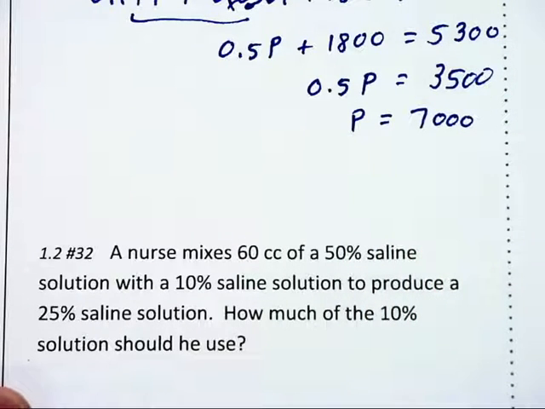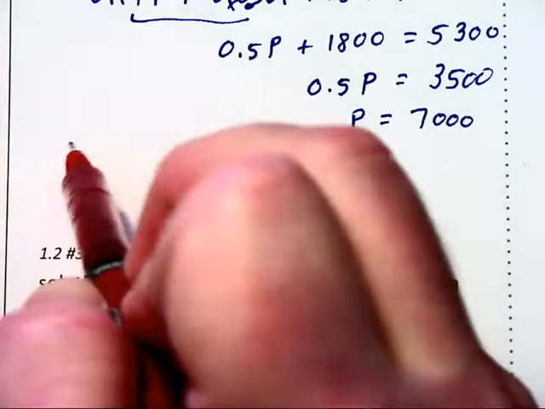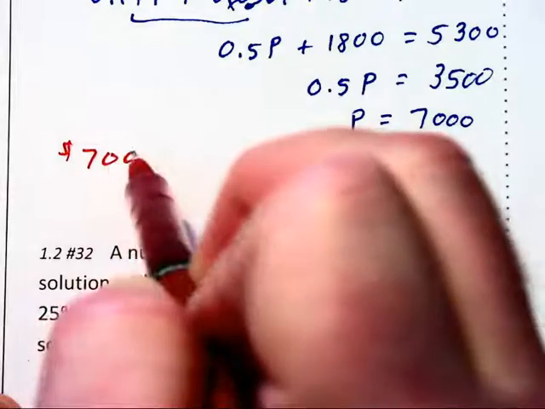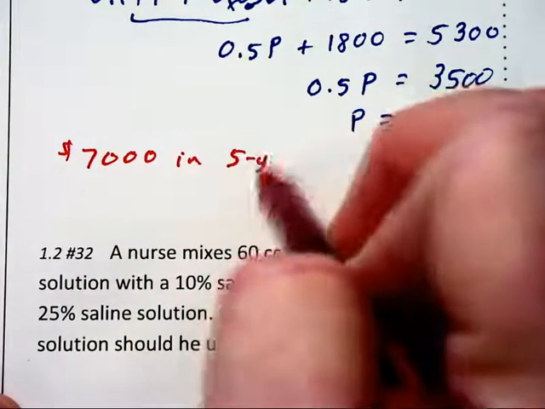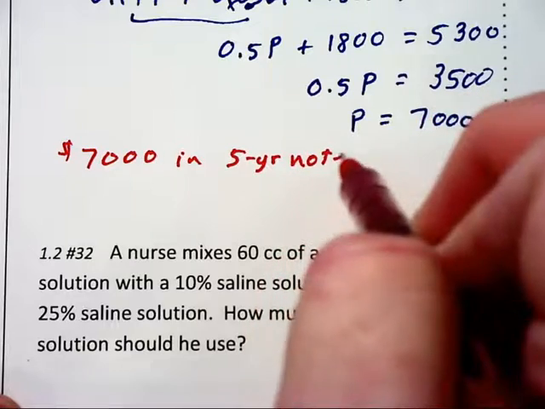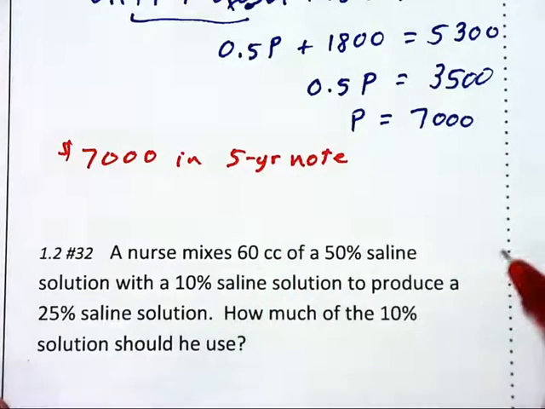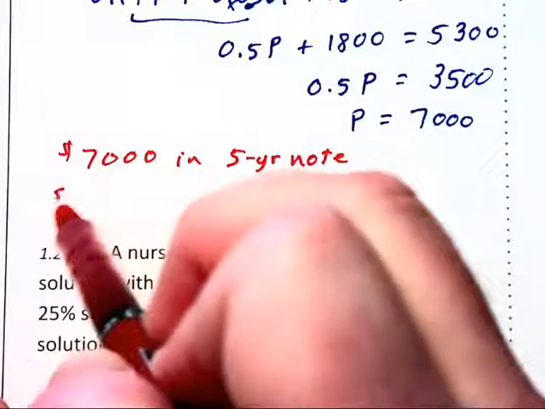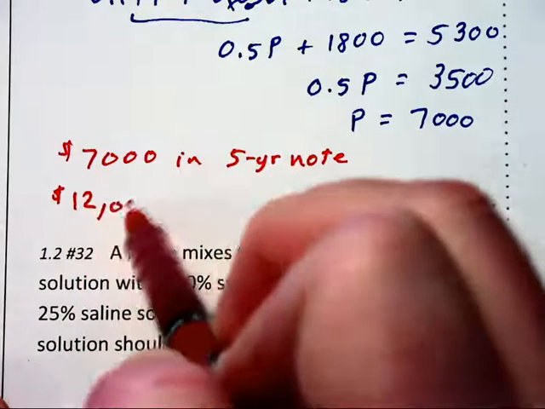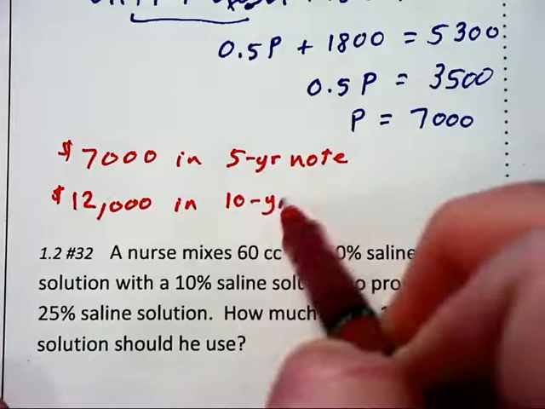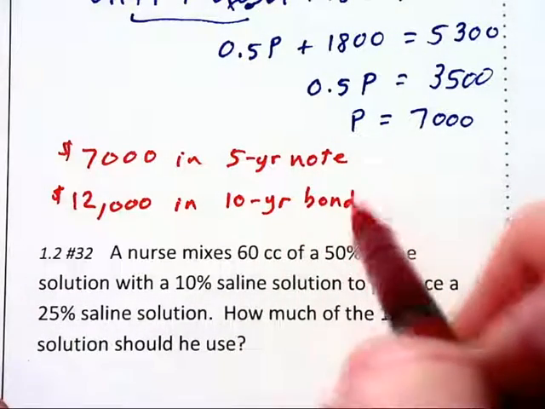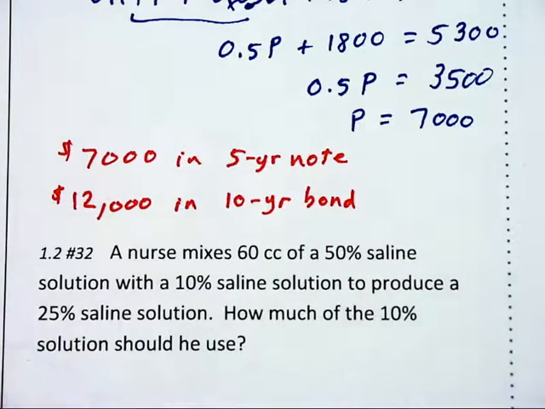We wish to know how much was invested in each account. So $7,000, which was our original P, was invested in the 5-year note that had a 2.8% interest rate, and then $5,000 more than that, which is $12,000, was invested in the 10-year bond, which had the 3.6% interest rate.